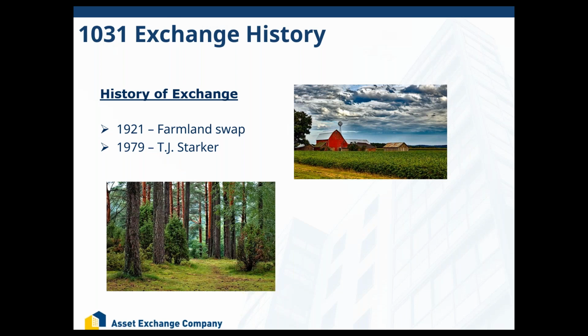But our modern day exchanges, the format that we follow today, really started back in 1979. There was a gentleman by the name of T.J. Starker. Mr. Starker lived in California, and he owned all this land in California with timber on it. What Mr. Starker did was sell that land to a timber company called Crown Zellerbach. In exchange for the land, they gave him what were referred to as exchange credits. Over the course of the next few years, Mr. Starker went out and bought various properties with those exchange credits. That's how our modern day exchanges started back in 1979 with T.J. Starker.